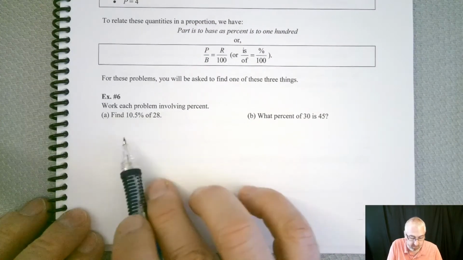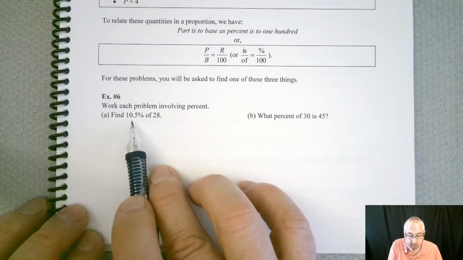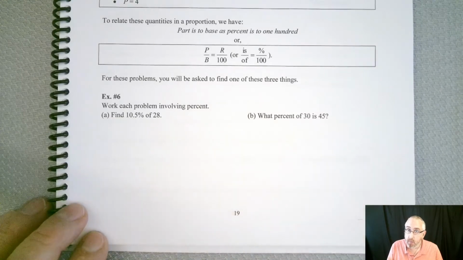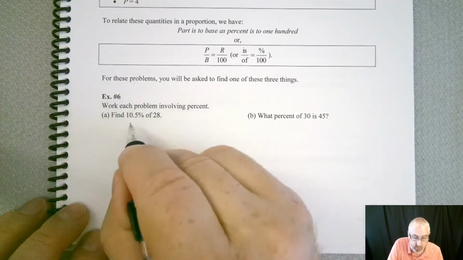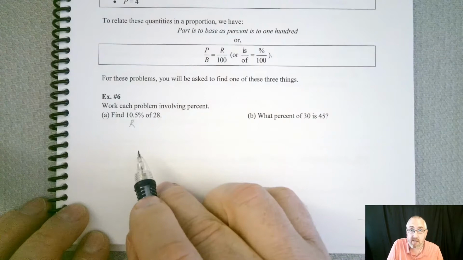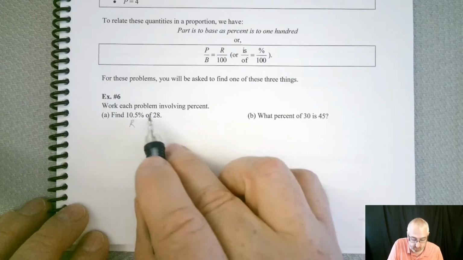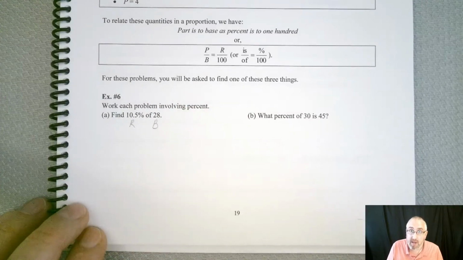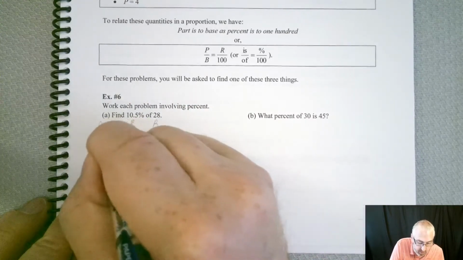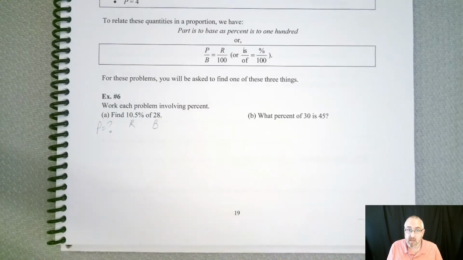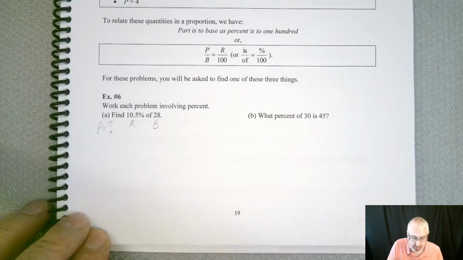Work each problem involving percent. So find 10.5% of 28. So what pieces do we know and what piece are we looking for? So remember, start with your R. R is your percent, so we do have that. Base is next, and that follows the word of, so we have that as well. So the only piece we don't know is P. So P is unknown. Now that we have our pieces, let's put them into our proportion.